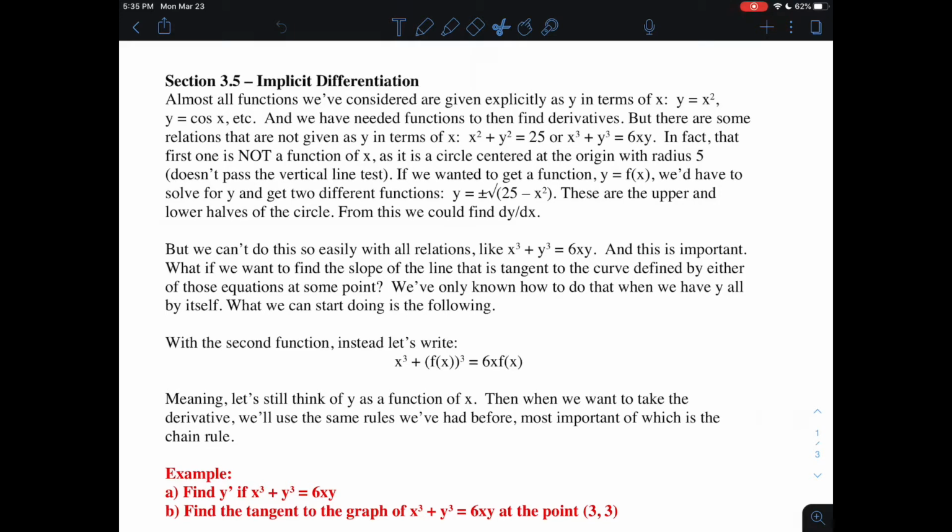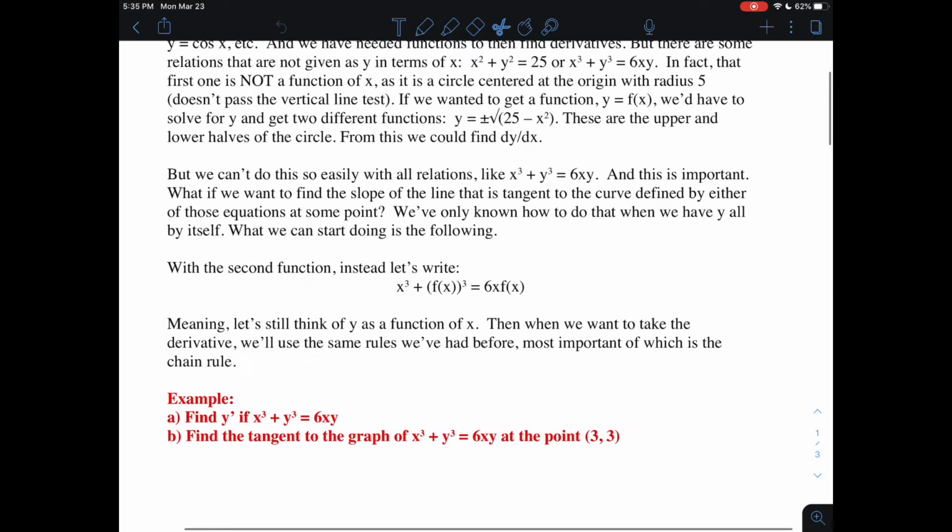But if we wanted to get a function y equals f of x for the first equation, x squared plus y squared equals 25, we'd have to solve for y and then get two different functions. y equals plus or minus the square root of 25 minus x squared. Both of those make the whole circle, but individually they are the upper and lower halves of the circle. From one of those, we could then get the derivative dy/dx. But the other relationship that we have, we can't easily do that.